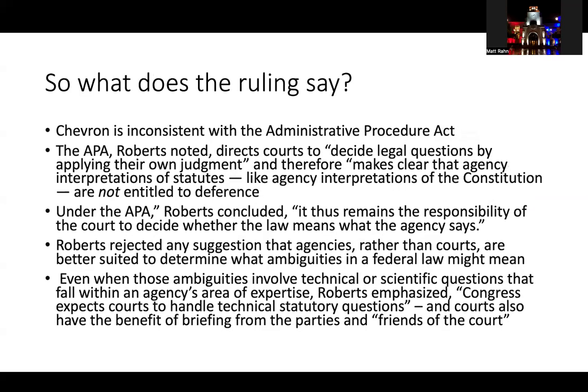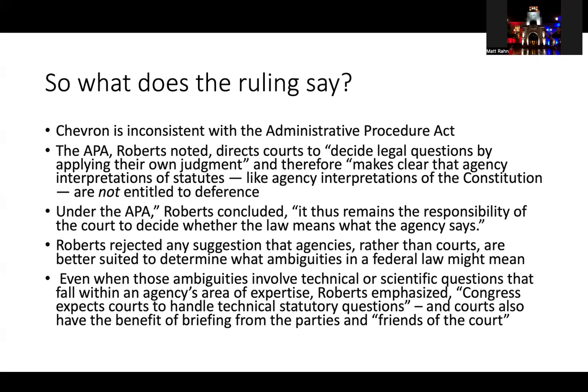So what does the ruling actually say? Chevron is inconsistent with the Administrative Procedure Act. That was really the underlying theme, right? We started this lecture talking about the Administrative Procedure Act. Chevron is inconsistent with it because, Chief Justice Roberts notes, the APA directs the court to decide legal questions by applying their own judgment. That's the underlying thing of the APA. That is the law guiding courts and agencies. Therefore, it makes clear that an agency's interpretation of statutes, like an agency's interpretation of the Constitution, is definitely not entitled to deference, right? It is up to that judge to make that decision.